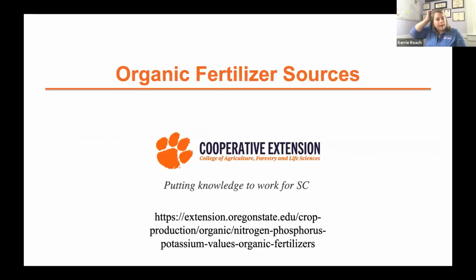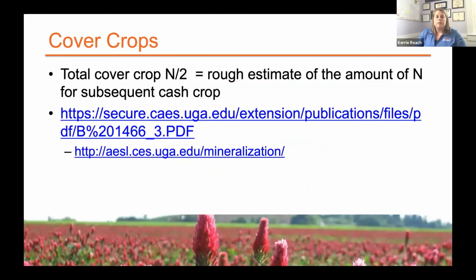So let's look real quick at some organic fertilizer sources. There's actually some really good sources listed on this site, and I'll give that to you as well. We're going to look at cover crops and how much they can supply as far as nitrogen. So if you are doing cover cropping in production, your nitrogen divided by 2 is a rough estimate of the amount of nitrogen that's available for the subsequent cash crop. And we're going to look at an actual calculator for that.